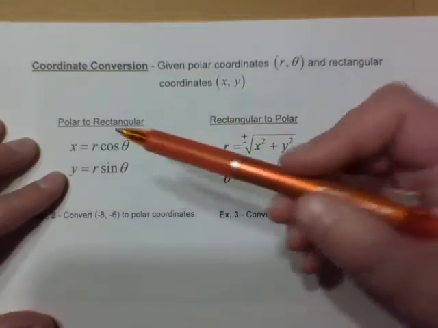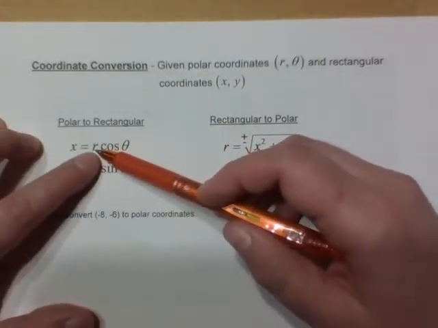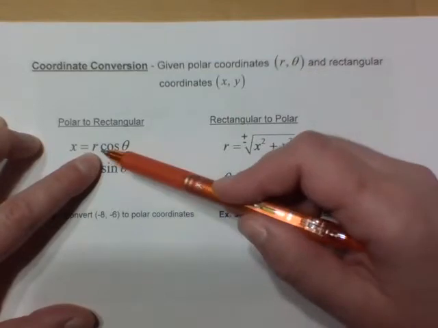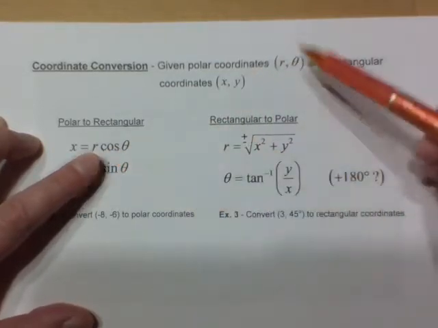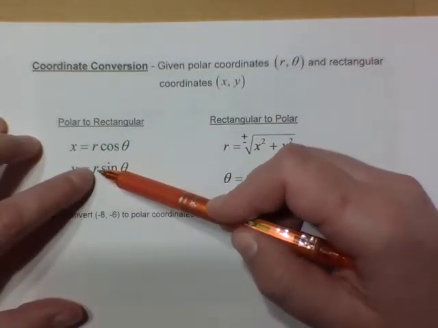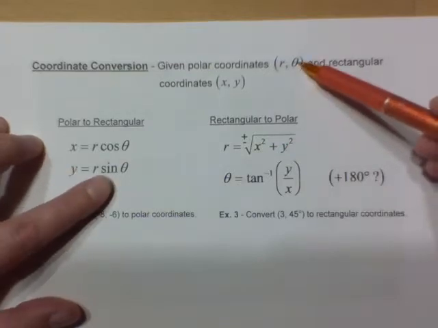X and y is pretty direct. All you need to do is take the r value, which they give you, and times the cosine of theta. If you want the y value, you take r times the sine of theta.